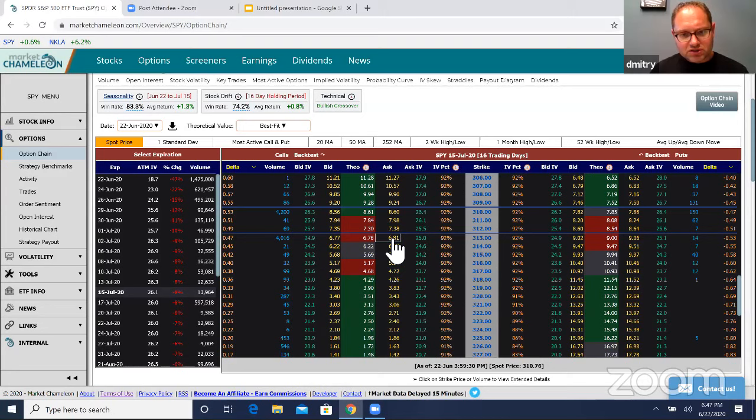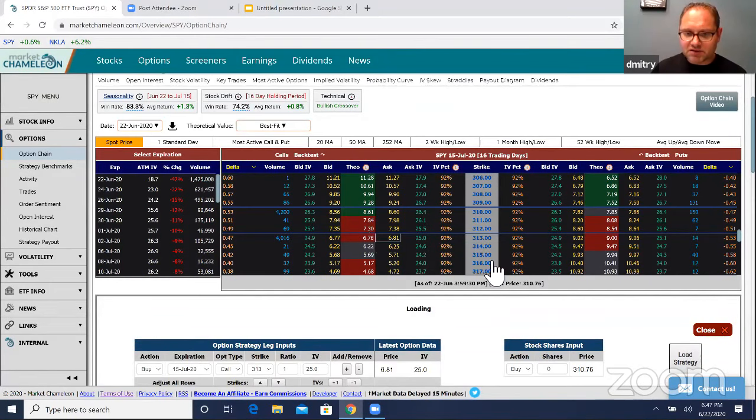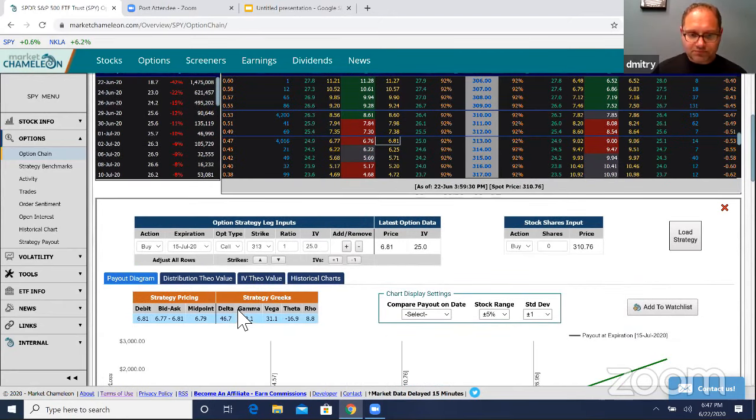But here's an example of a call spread, right? So here we're buying, let's say, the 313 call. So when we're doing a vertical spread, we're going to be buying one option and selling another option. So what are the Greeks right now for just buying this option? We know that we're long delta, long gamma, long Vega, short theta. These all make sense because when you own an option, you're going to be long gamma, long Vega, and short theta. It's going to decay.